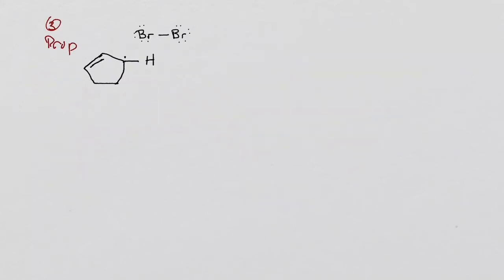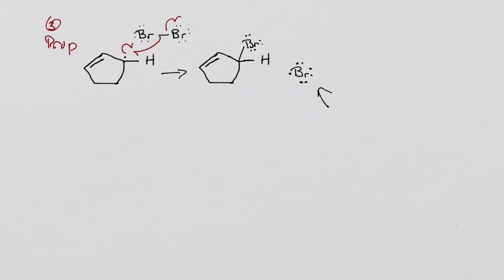And now we can do step 3 of this reaction, which is also a propagation step, where this allylic radical that we have formed is going to react with another molecule of bromine, and as it does that, it's going to form a carbon-bromine bond and another bromine radical. And there they are. And now remember that this bromine radical can then go on to react with another molecule of cyclopentene, and that continues the chain reaction.